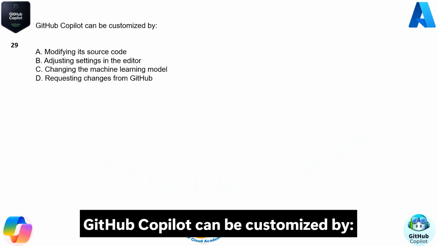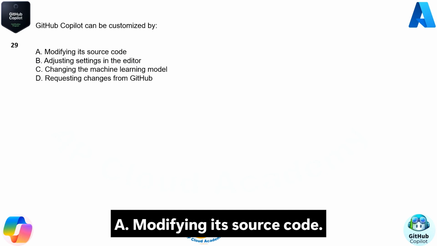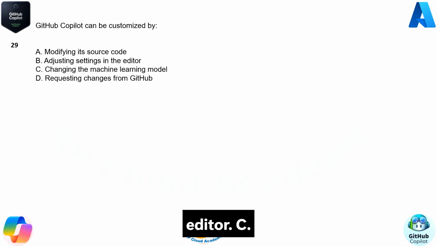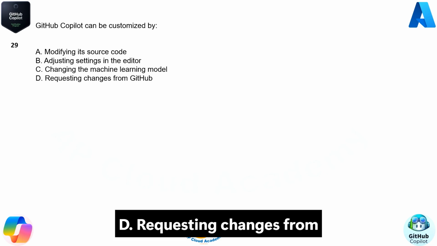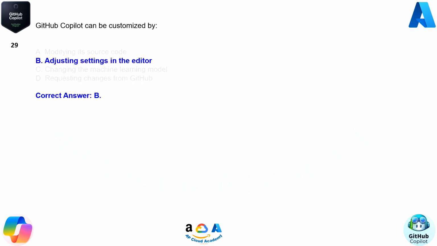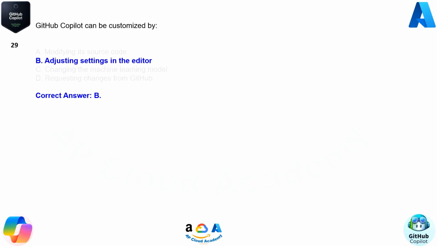GitHub Copilot can be customized by A. Modifying its source code. B. Adjusting settings in the editor. C. Changing the machine learning model. D. Requesting changes from GitHub. Correct answer, B. Adjusting settings in the editor.